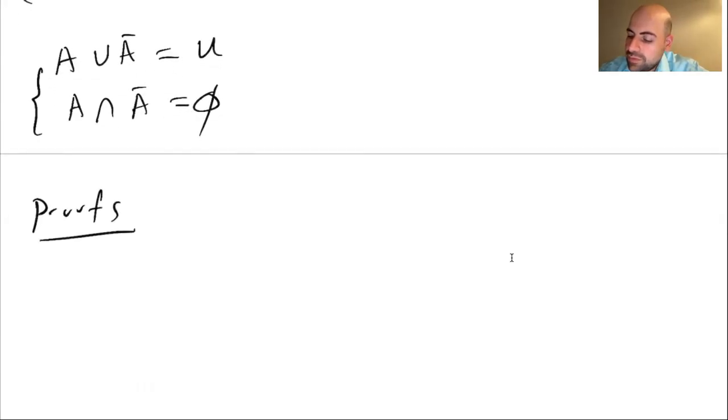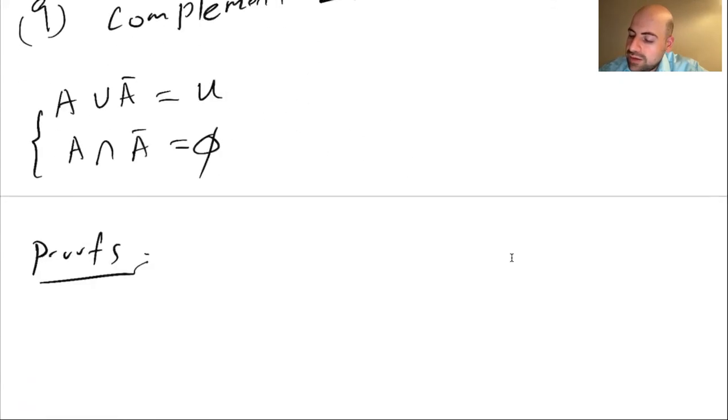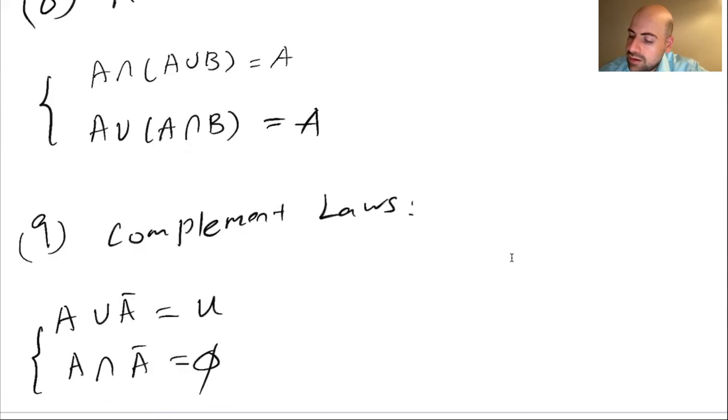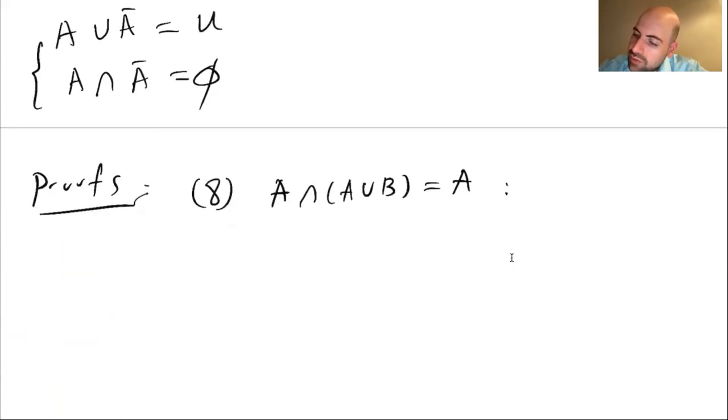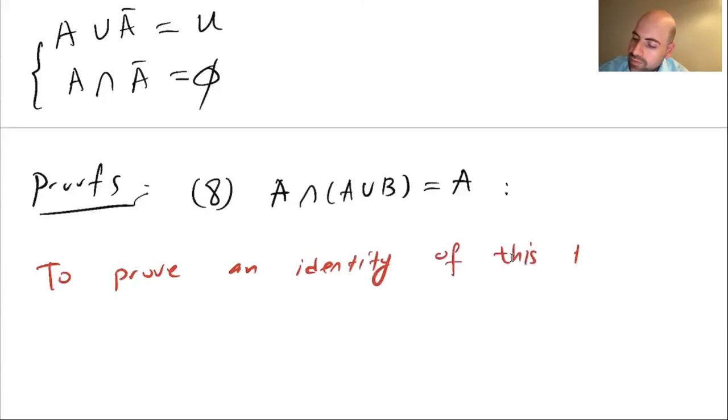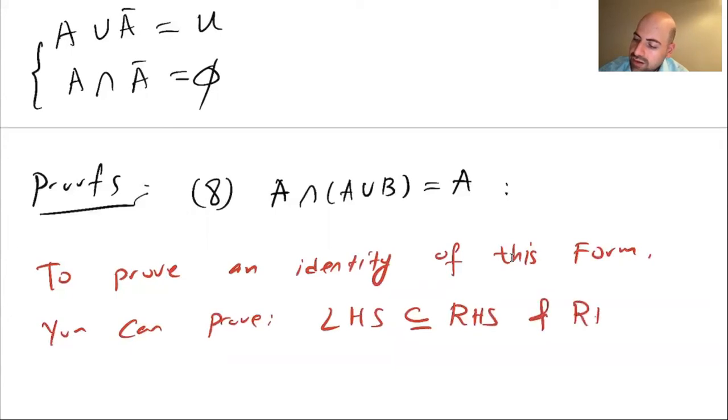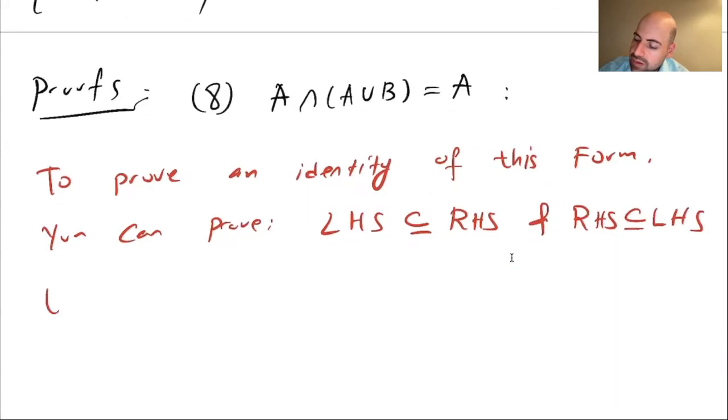So proofs. Let's do, for example, number 8: A intersection (A union B) equals A. Let me give you a general recipe for how we can prove an identity of this form. To prove an identity of this form, you can prove that the left-hand side is a subset of the right-hand side, and the right-hand side is a subset of the left-hand side. This will imply that the left-hand side must be equal to the right-hand side.